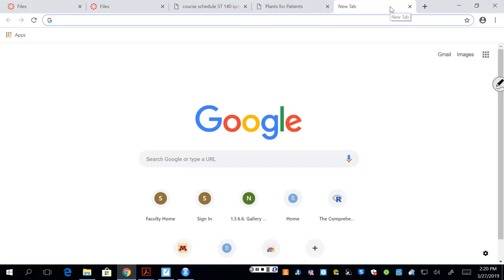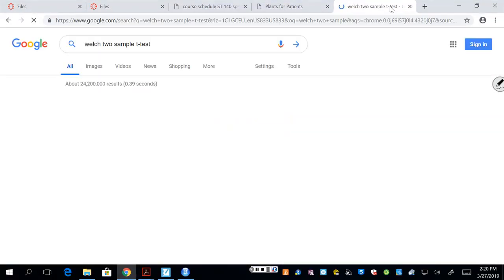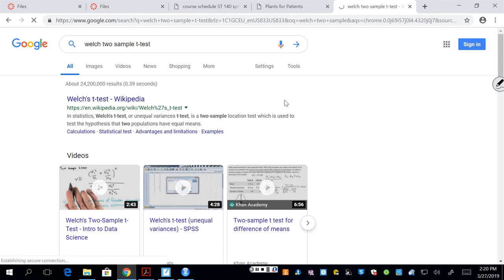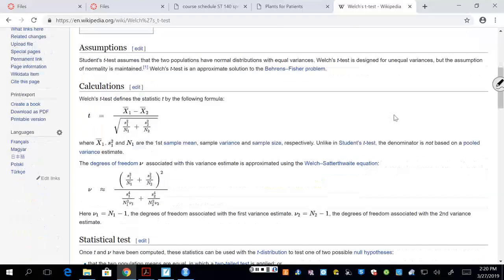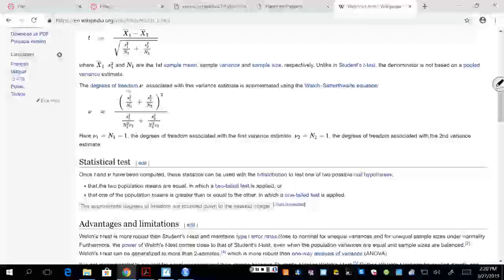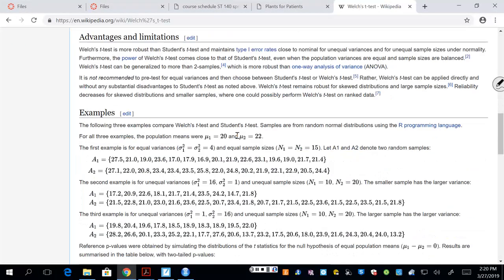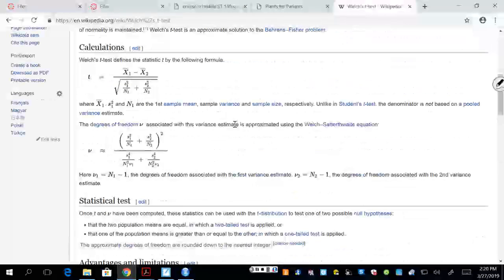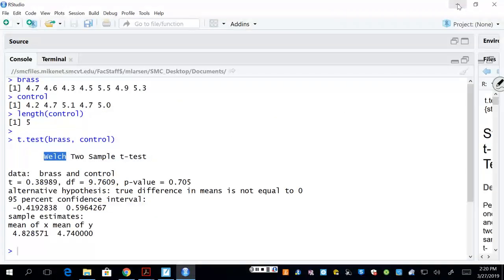And you probably could Google Welch 2-sample test. There's a Wikipedia page with unequal variance t-test. If you do this one, it uses this formula to find degrees of freedom. So instead of doing our simple formula n1 plus n2 minus 2, it does that one. So there are numerical examples there. We're not focusing so much on the details of those alternate testing procedures. We want the bigger picture.